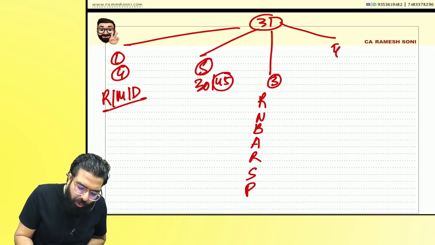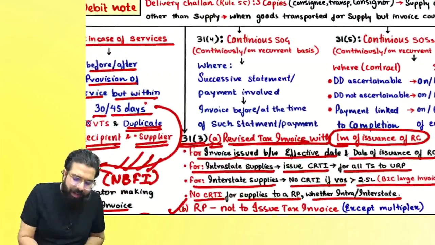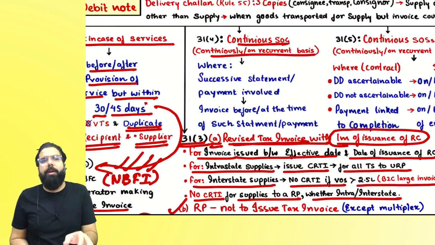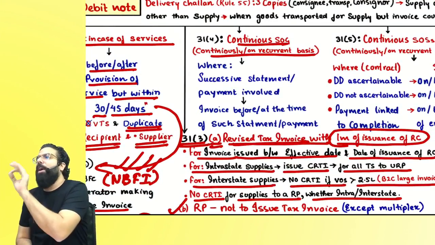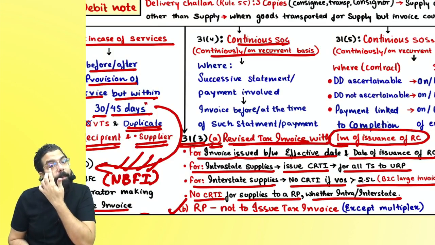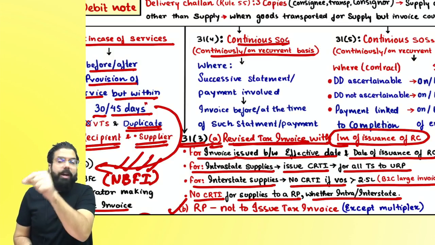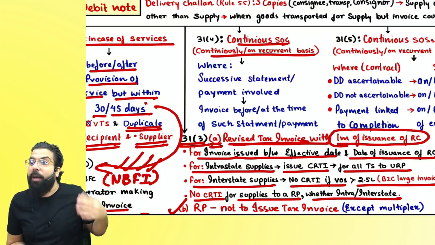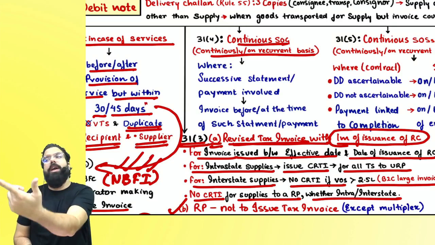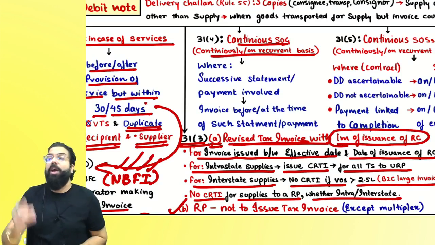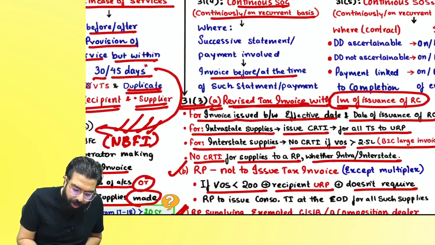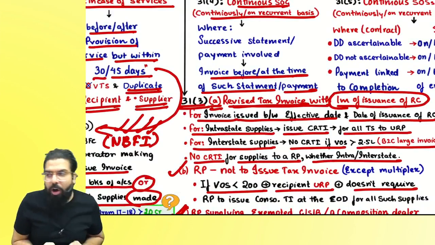Then 31(4) goes ahead and talks about whenever it's a continuous supply of goods, which is basically supply done on a continuous or recurrent basis, then in that scenario you are required to raise the invoice. Whenever successive statements or successive payments are involved, you are required to issue the invoice before or at the time when such successive statements are issued. So if I am issuing the statement, I should raise the invoice, or whenever payments are being received, issue the invoice at the time of such statement or payment.